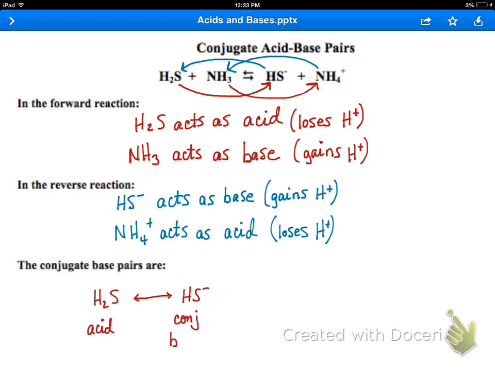So the conjugate base pairs are: H2S is the acid, and then it has a conjugate base. And in the conjugate base, it has lost a proton. Then we have NH3 as a base, and it has a conjugate acid. And in its conjugate acid, it has gained a proton. So there's these pairs, and they're connected by one proton.